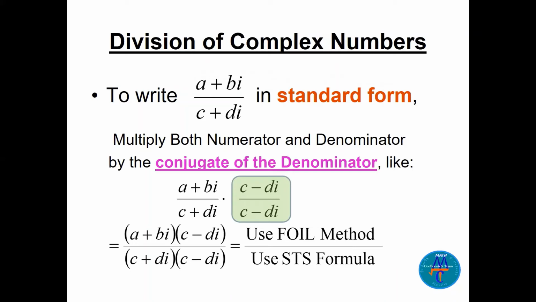Now let's divide a plus bi divided by c plus di. Let me give you some advice here. Anytime you have division of two complex numbers, you have to multiply by the conjugate of the denominator, c minus di, if you have c plus di. Always multiply by the conjugate. When you multiply by the conjugate, a plus bi times c minus di, use the FOIL method in the numerator. Down, use STS, sum of two squares.